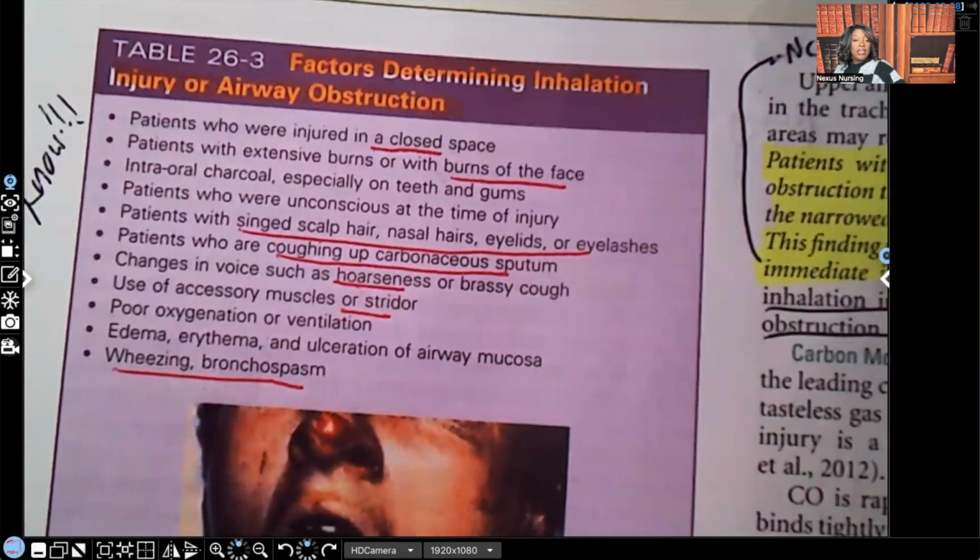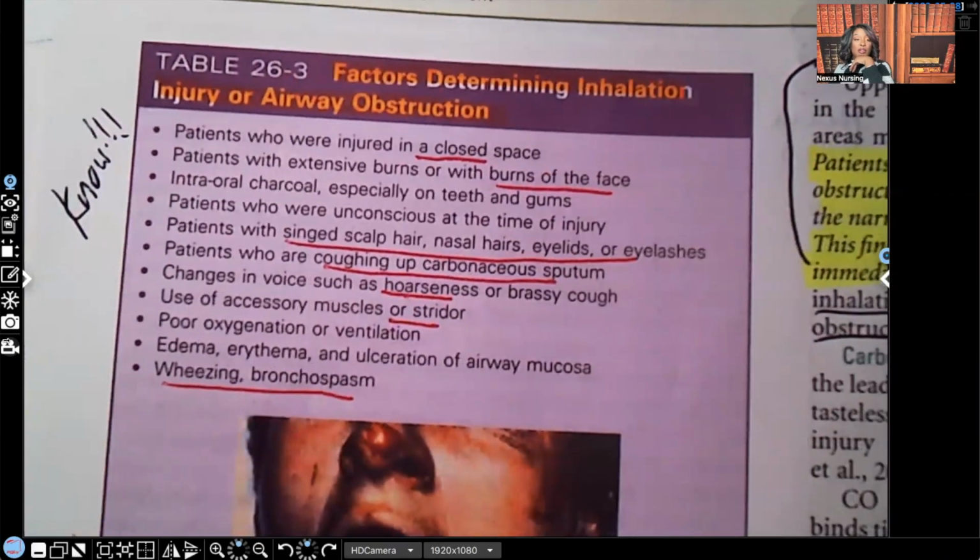Factors determining inhalation or airway obstruction. Didn't I tell you, whenever you're studying and you see information in text, then you see that information being repeated in text or in a box, table, diagram, illustration, that means it's going to be a test question. That's important for you to know.